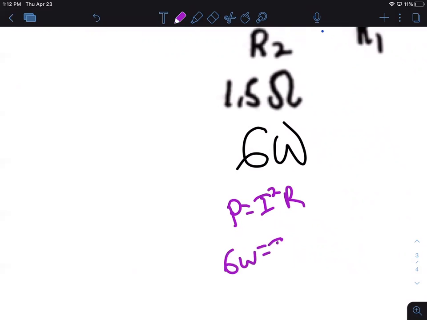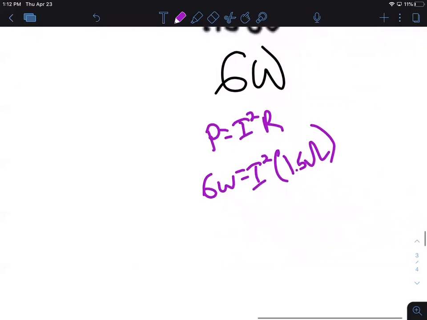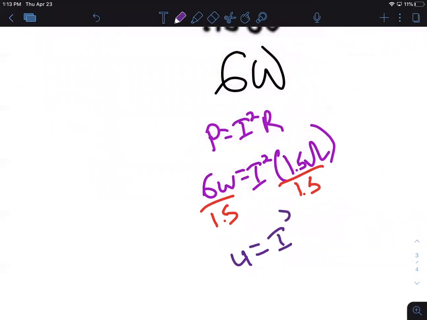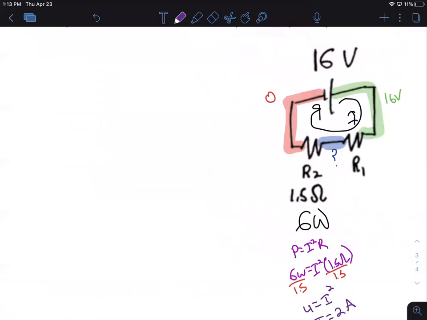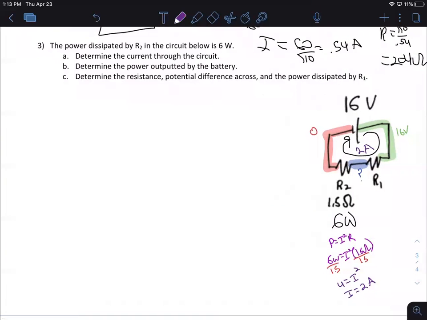6 watts equals I squared 1.5 ohms. So I divide 1.5 on each side. And I end up with 4 equals I squared. So I equals 2 amps. Great. And that's going to be the current everywhere here. So I can go back. This is 2 amps. All right, so A, 2 amps.